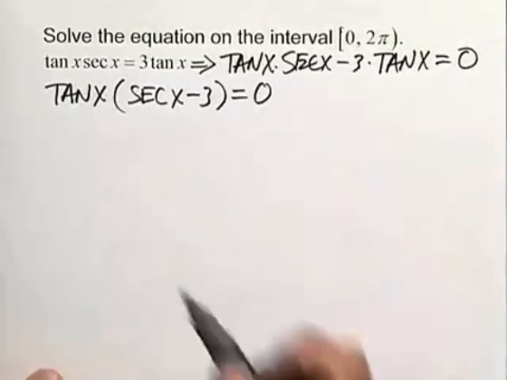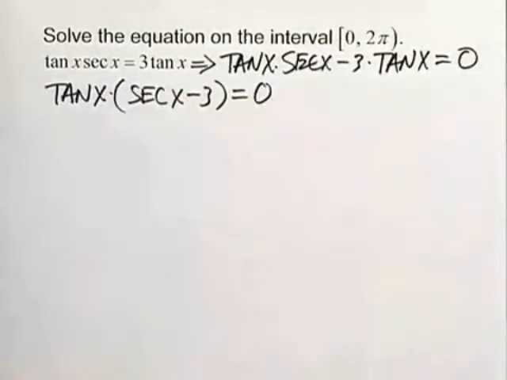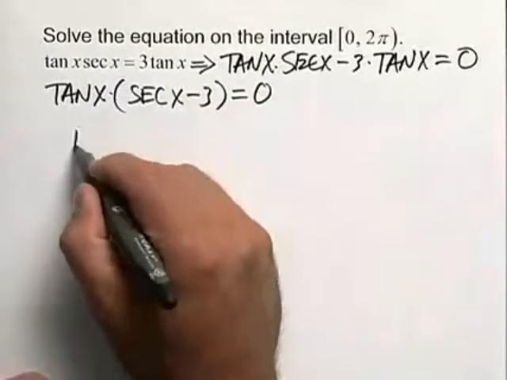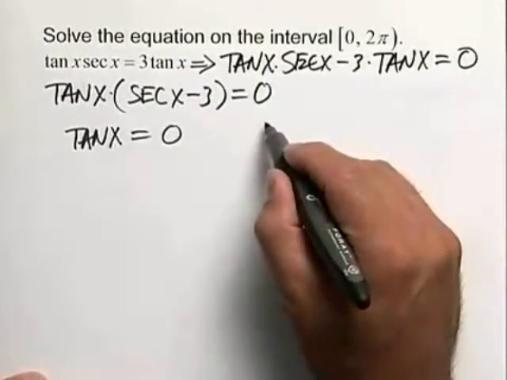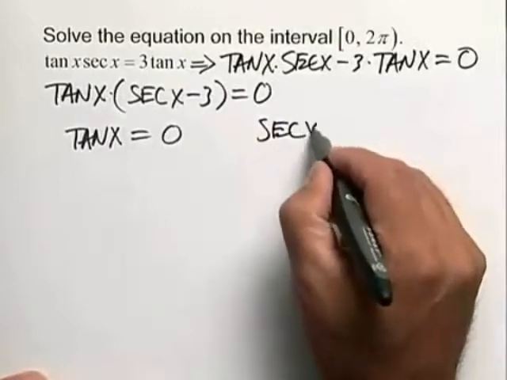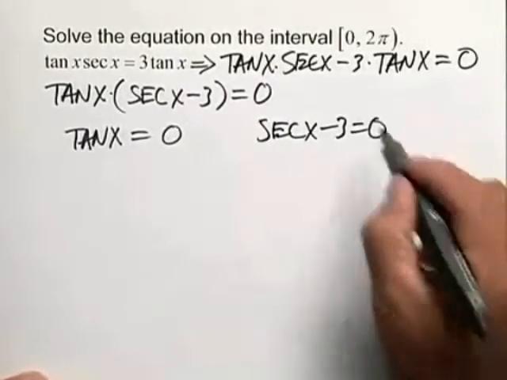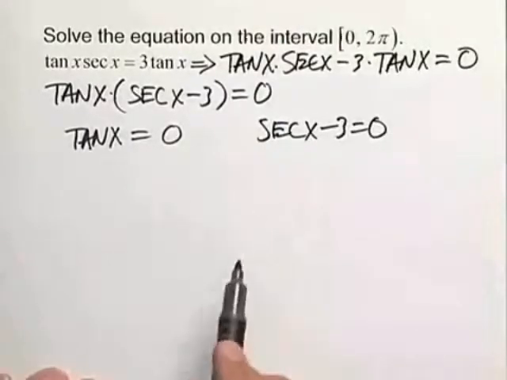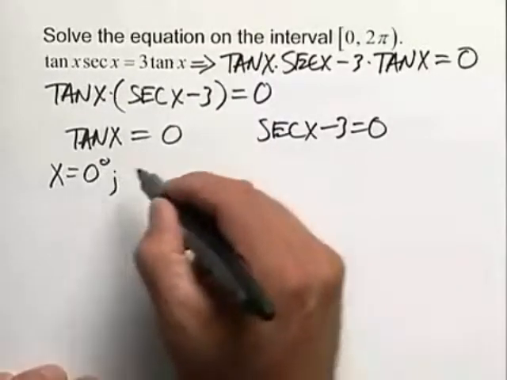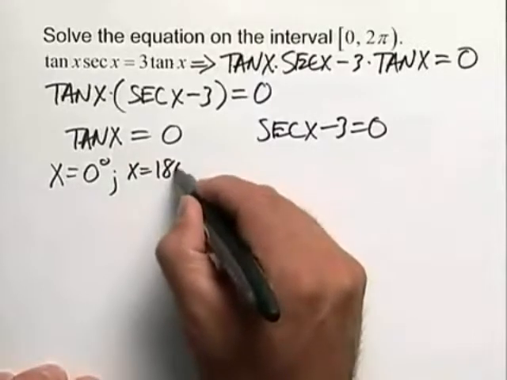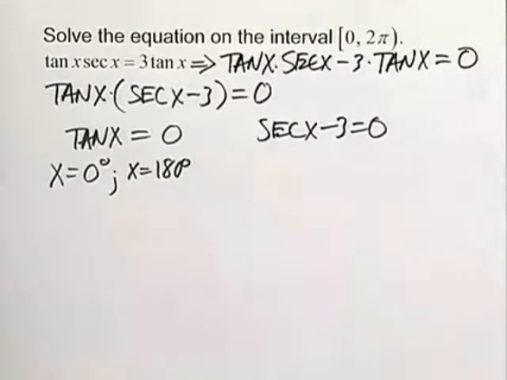to 0. Now that we have our multiplication equal to 0, we can set the tangent equal to 0. So tangent x equals 0, and also set the secant of x minus 3 equal to 0. Now, the tangent of x equals 0, we know this to occur when x is equal to 0 degrees and also when x is equal to 180 degrees. Secant of x minus 3 equals 0, that's a little more involved.